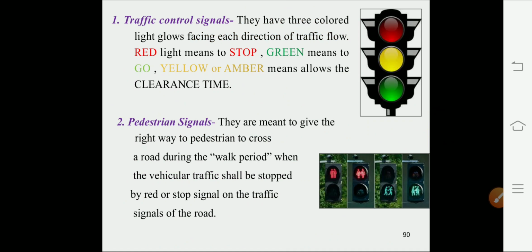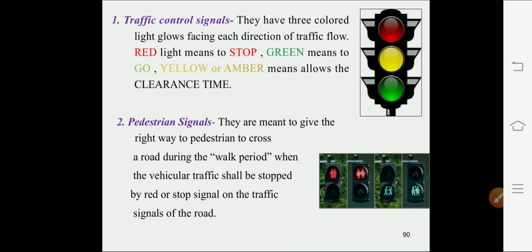Pedestrian signals, that is for the persons who are walking, are meant to give the right of way to pedestrians to cross a road during the walk period, when the vehicular traffic should be stopped by the red or stop signal on the traffic signs.